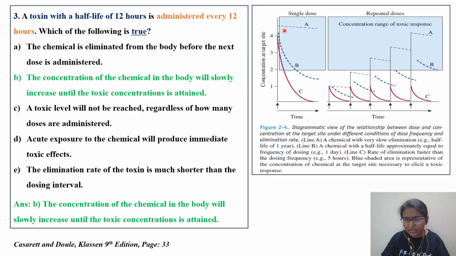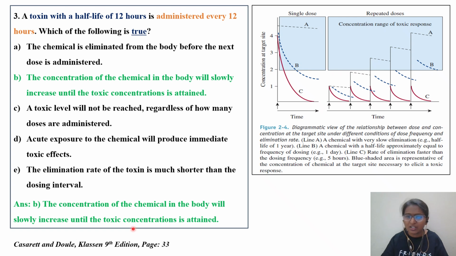And if you look into line A, this dotted line in the shaded blue region, it is a chemical with very slow elimination. Example, a half-life of 1 year. Once you have administered it, the chemical stays in your body for more than 1 year.